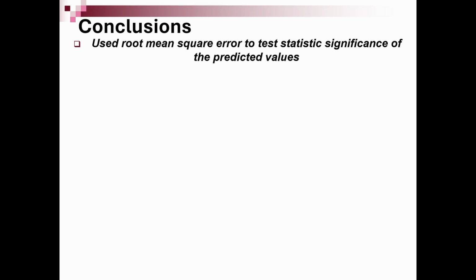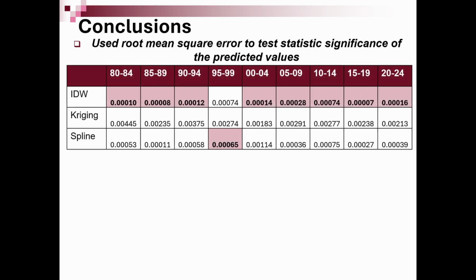So my conclusions, I went through and extracted all of the predicted values for those monitoring sites for each 5-year data set, and I ran the root mean square error on them. So everything that's highlighted in a dark pink is the minimum root mean square error for those predicted values when compared to the observed values. Statistically, IDW is the most significant for all of the data sets except for 95 to 99.